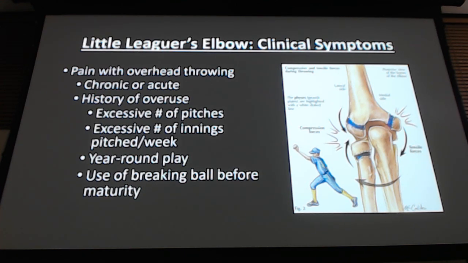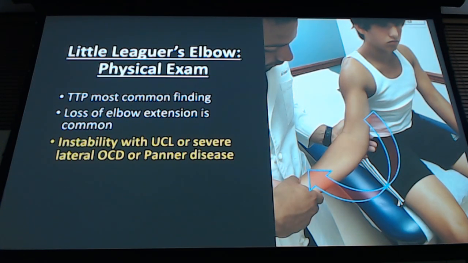So pain with overhead throwing. Physical exam, tender patient is the most common finding. Instability with UCL or with what? Severe lateral OCD or Panner disease. All right, if it goes on to progress, like I just described with OCD and Panner, then you can have things that mimic UCL injuries. Okay, do you have increased valgus motion with a UCL injury? Yes, we talked about that, right?